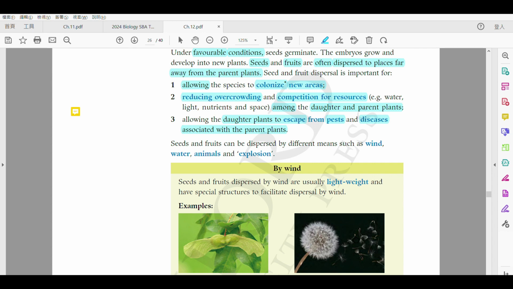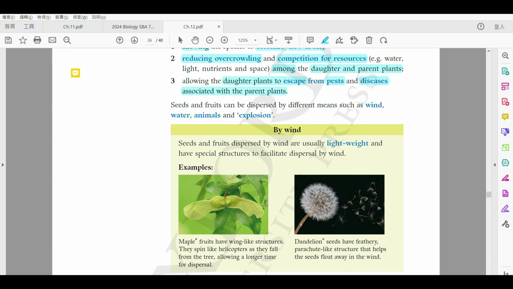If the daughter plants can disperse far from the parent plants, what are the advantages? And there are also some different types of medium. What is a medium? We also say media; medium is singular and media is plural. In Chinese it is 媒體媒介.